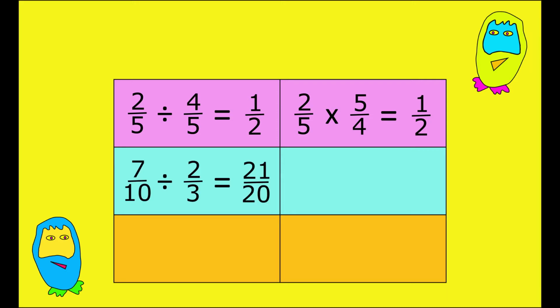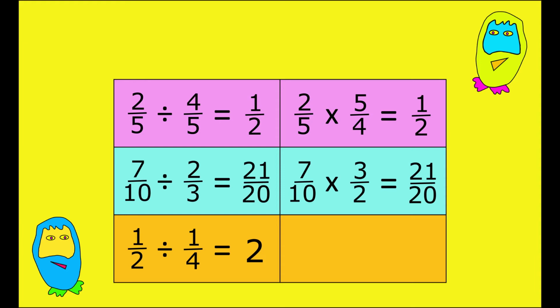7/10ths divided by 2/3 equals 21/20ths. Interestingly, 7/10ths times 3/2 equals 21/20ths, the same answer. And 1/2 divided by 1/4, we did this one at the start, that equals 2. Also, 1/2 times 4/1 is equal to 4/2, which is 2. What do you notice?